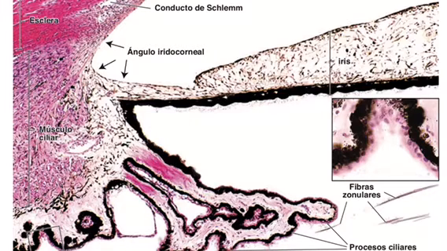Anterior to the ciliary body, between the iris and the cornea, is the iridocorneal angle. The scleral venous sinus, the canal of Schlemm, is located in close proximity to this angle and drains the aqueous humor to regulate intraocular pressure.